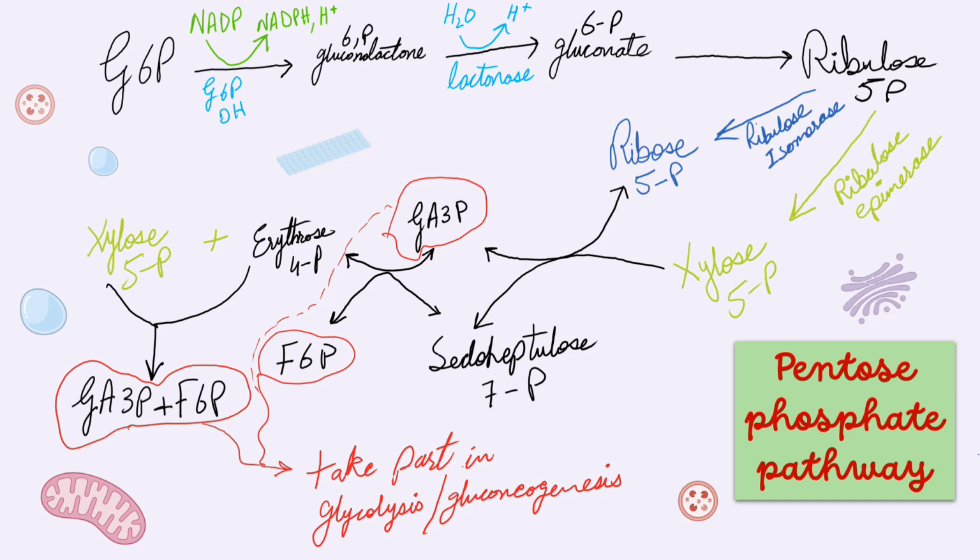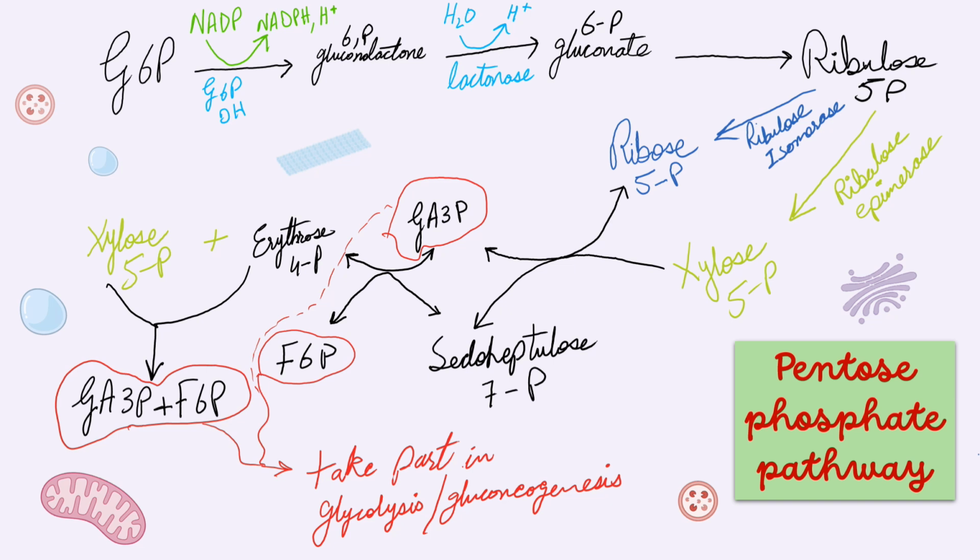Simultaneously, in the cytoplasm of the cell, there is another important pathway that is happening, called the pentose phosphate pathway. In this pathway, glucose 6-phosphate is converted into gluconolactone and NADPH is produced, which is another important energy analog. Then gluconolactone will be converted into 6-phosphogluconate, and that will be converted into ribulose 5-phosphate.